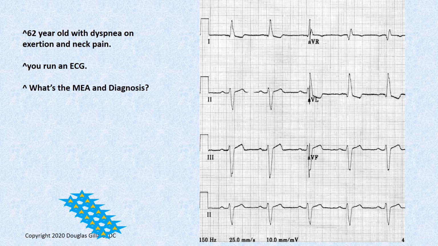Limb lead 1, yeah, mostly positive. AVF, where is it? Is it mostly positive? No. So it's not a normal axis. Now the next question is, which way is the axis going? So find somebody who's biphasic. Oh no. I said stay away from this one if possible, but we have to use it.